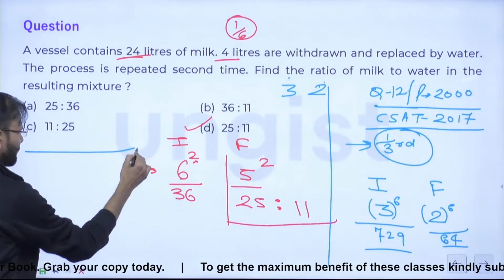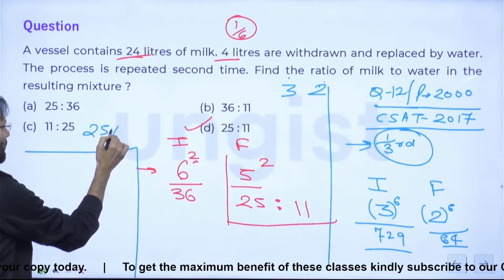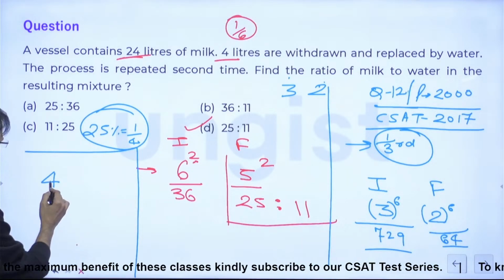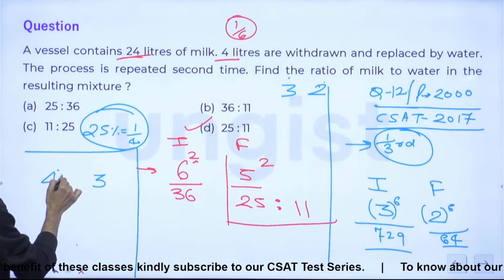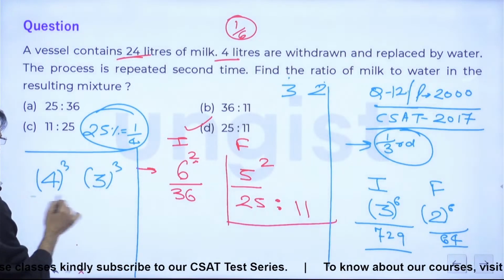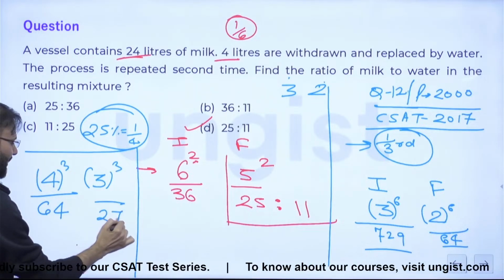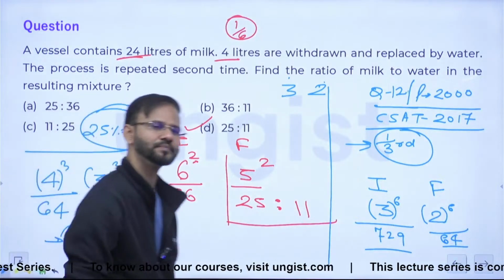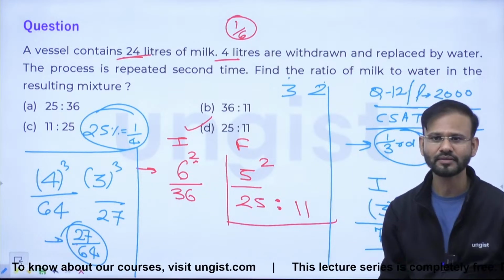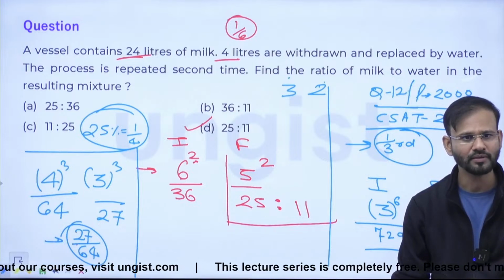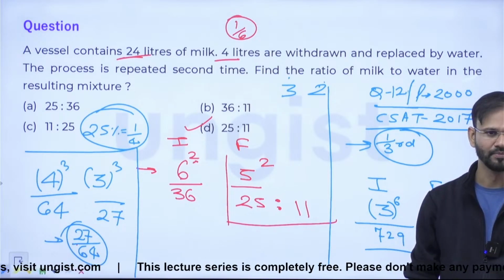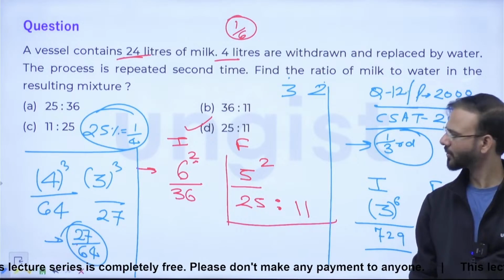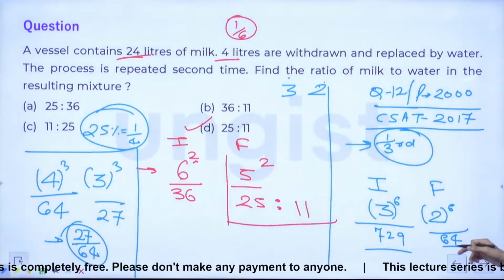See, all of you, 25% means what? 1/4, correct? So 4 is assumed as the initial quantity. 4 becomes 3. Now, how many times have I done the operation? 3 times. So initially it was 64 and finally it remained 27. So actually it is 27 by 64 of its initial value. Guys, clear? Everybody getting it? Any doubt? This question is almost similar to the previous one.